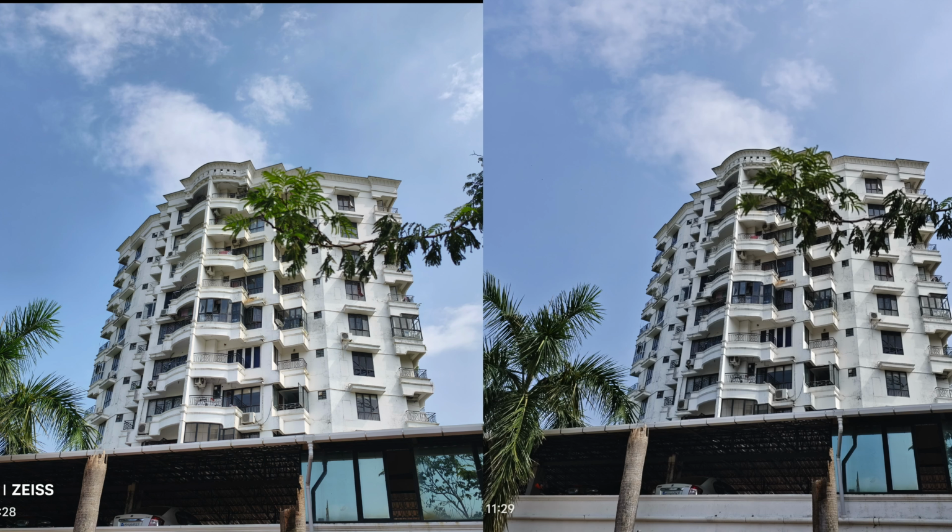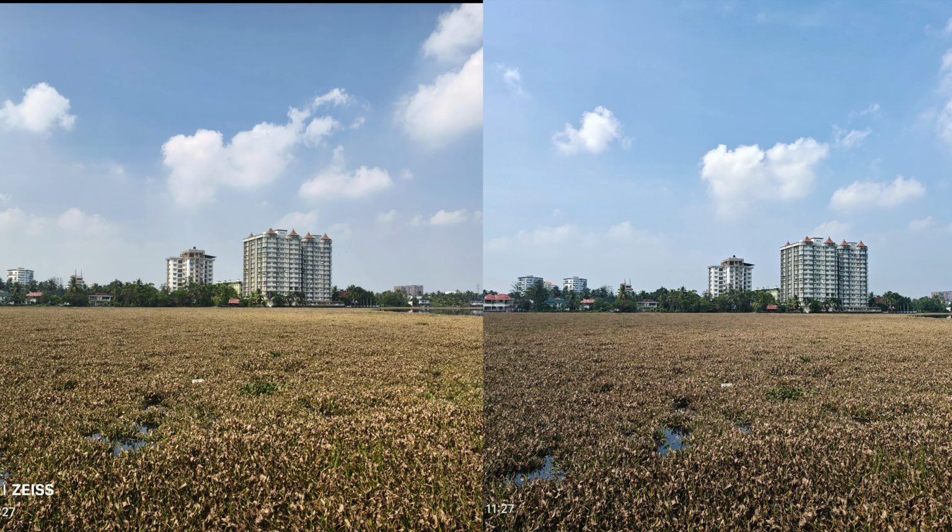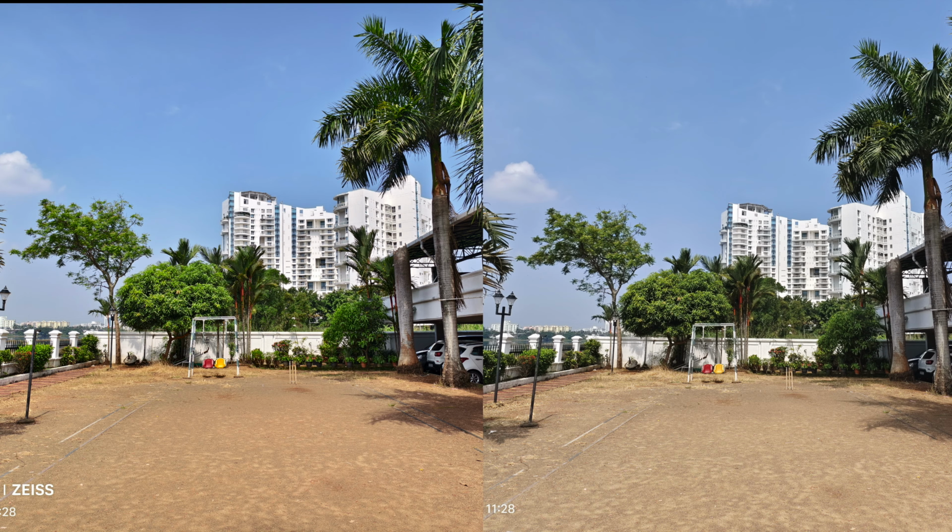So looking at the daylight captures, you can see that both the devices offer very similar color reproduction and the details are very good, and it's quite similar as well. You can see the sky tones are also rendered very similarly. So there isn't much to differentiate.